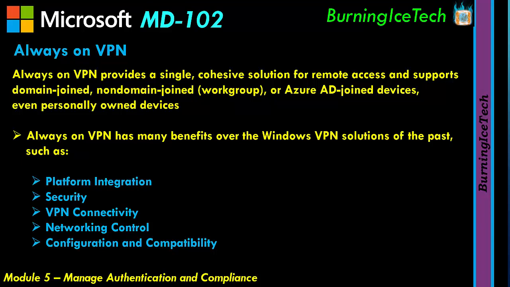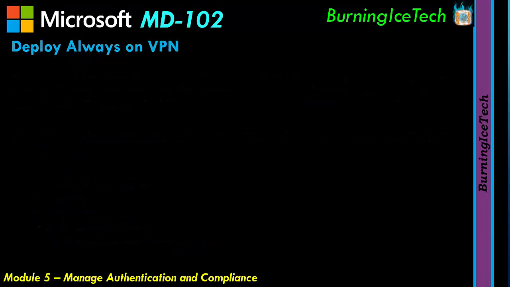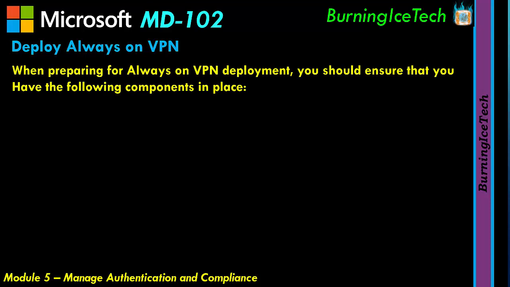Alright, so still on the topic of always on VPN, let's talk about deploying always on VPN. When preparing for always on VPN deployment, you should ensure that you have the following components in place, folks. So I'm going to list a couple of things you guys need to make sure that you've got in place.